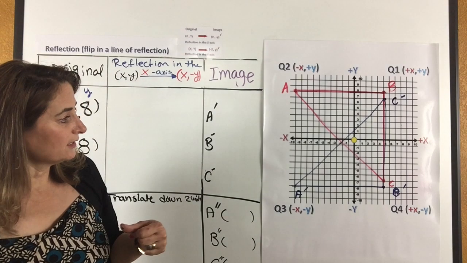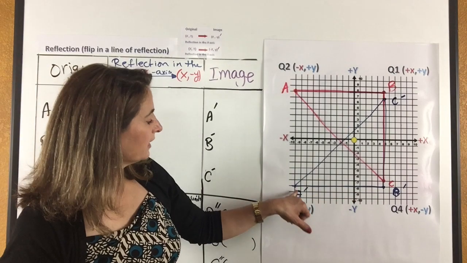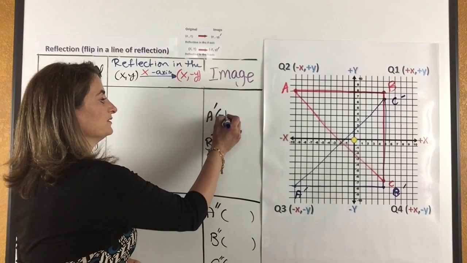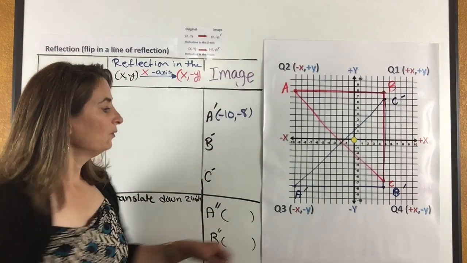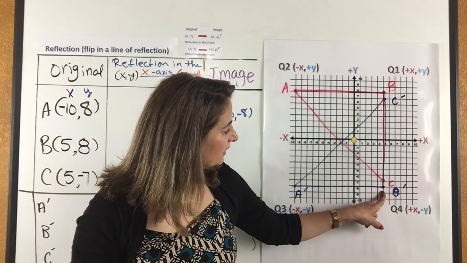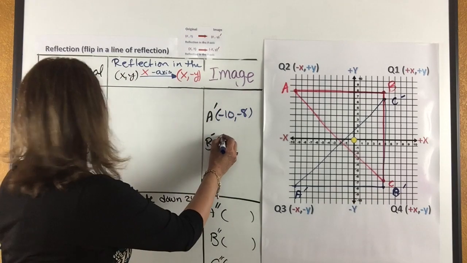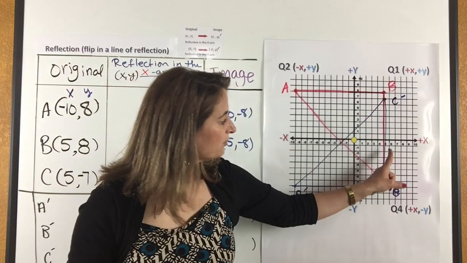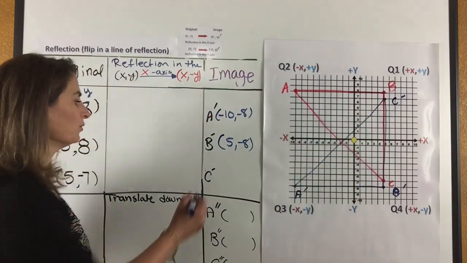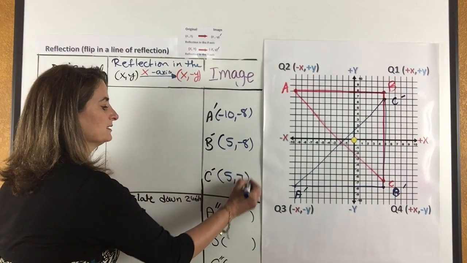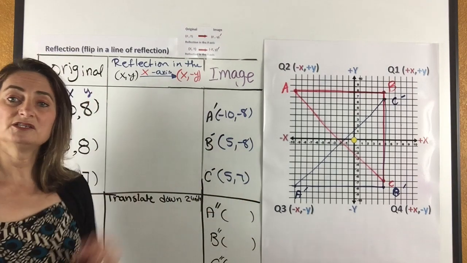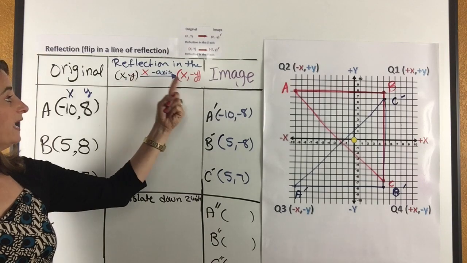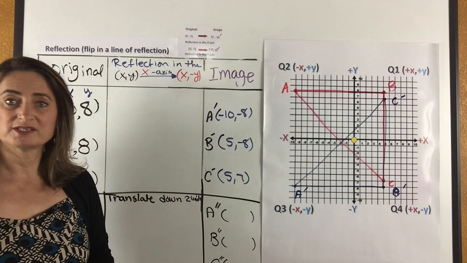Now let's check and see. What are the coordinates for A prime? It's negative 10, negative 8. What about B prime? It's 5, negative 8. Positive 5, negative 8 for the Y. And the C prime, 5 and 7 both positive. Now let's check the rule and see. When you reflect in the x-axis, X stays the same and the Y changes its sign.